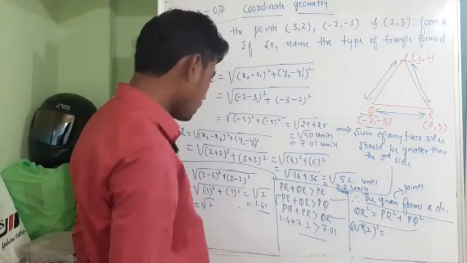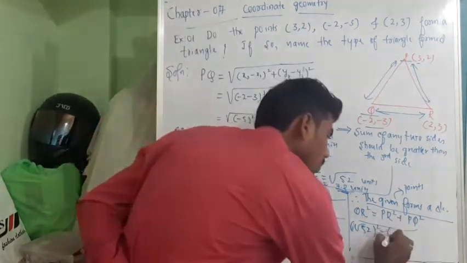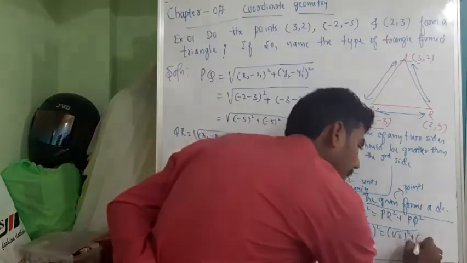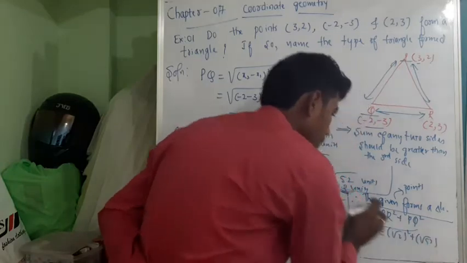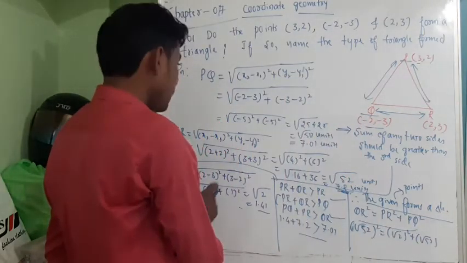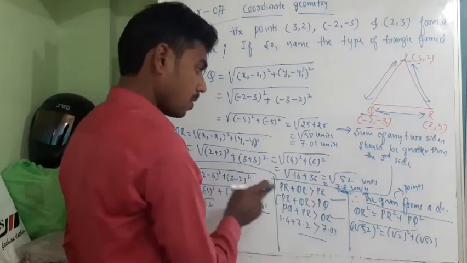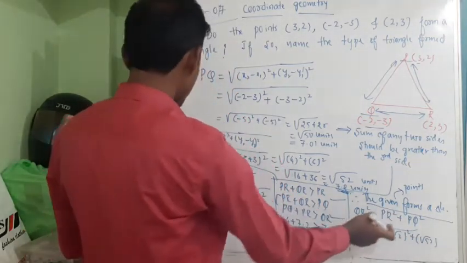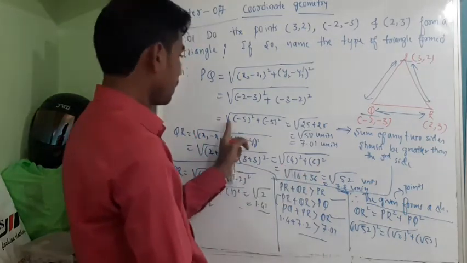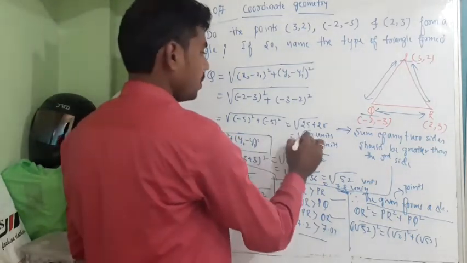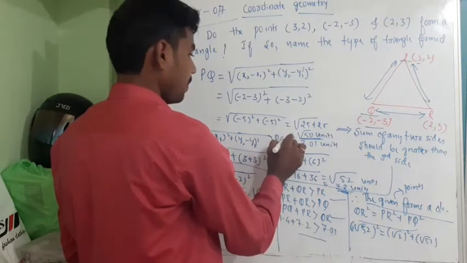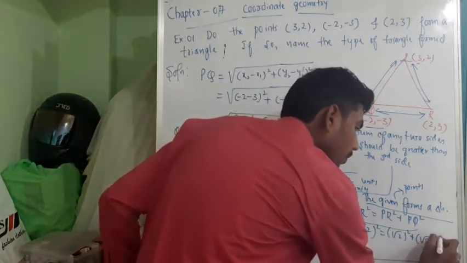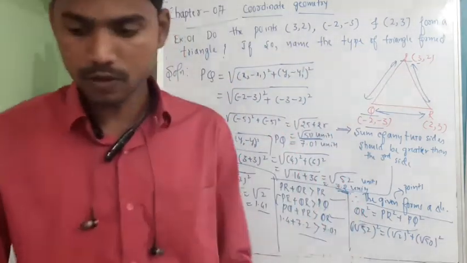Is equal to what is PR square? Where is PR? Root 2 square. What is PQ square? Sorry, where is PR? PR is root 2 square. I need PQ. PQ is root 50. This is PQ. PQ is root 50. Root 50 whole square. Please let me adjust the focus.